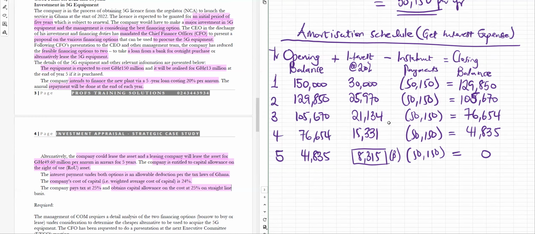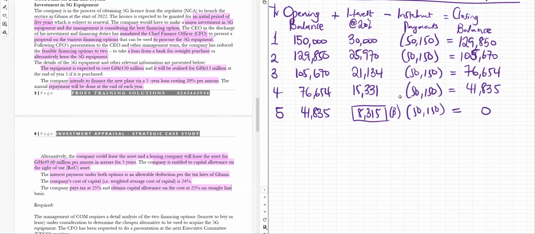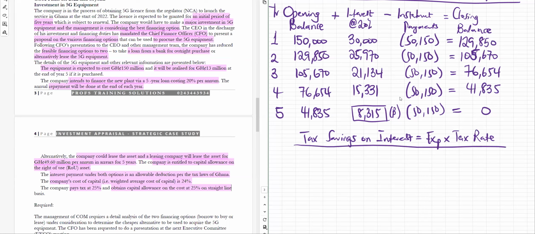So now that I have the interest expense for each year, I need the tax savings on interest, because that's the reason why we are doing this. We know that tax saving is always the expense in question times the tax rate. Okay, so we have literally done this already. So what then do we get?